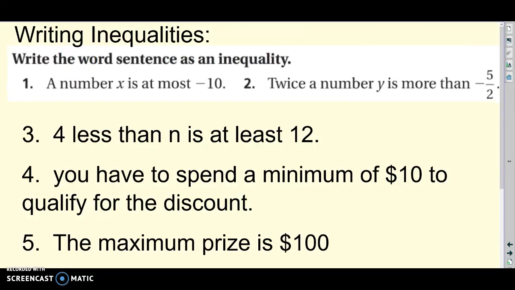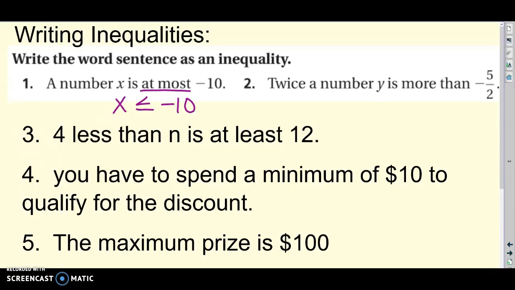I'll do a couple and then you can try a few. So there's 7 total. First one, a number x is at most -10. So we start with the variable on the left-hand side, read it, and decide what symbol to put in. At most. It could be smaller, it could be that many, but it can't be anything bigger. At most -10, so it's less than or equal to -10.